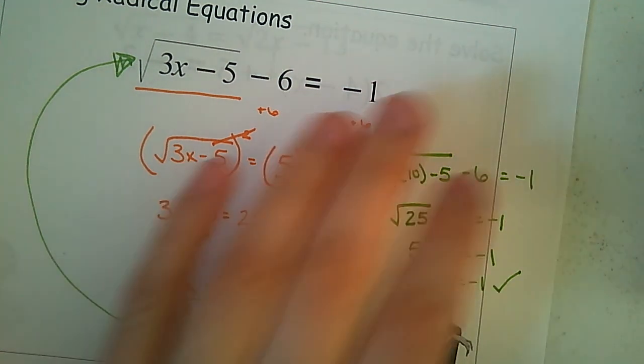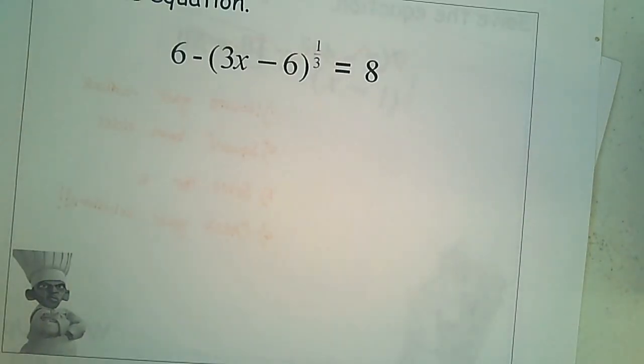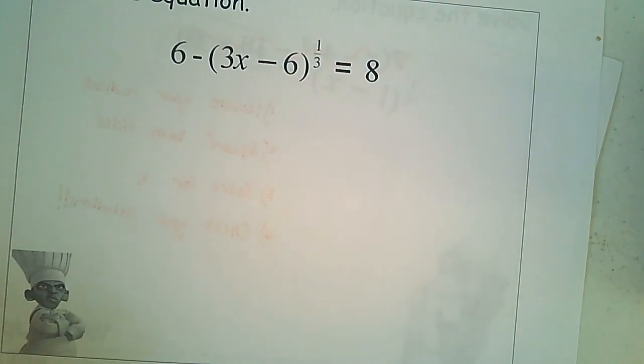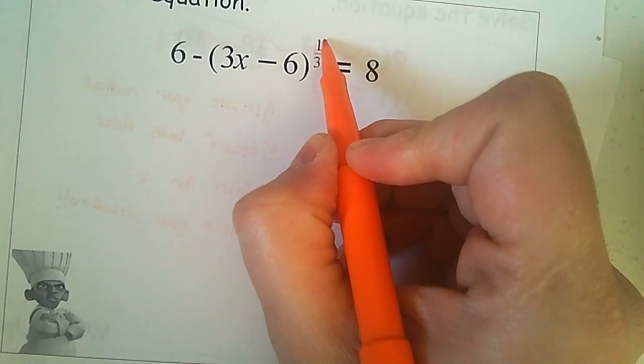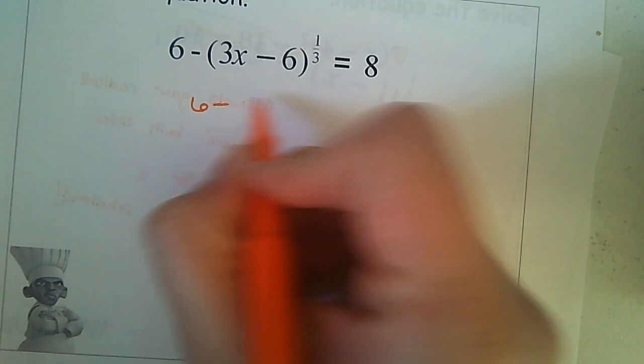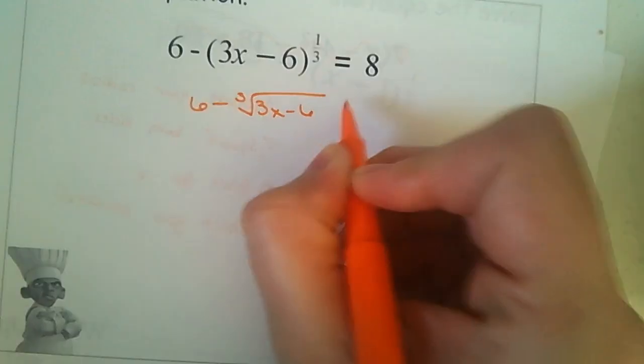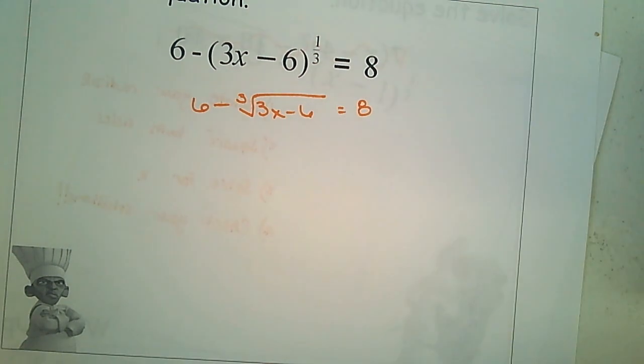All right, so let's go ahead and do another one that's super similar to this. All right, so we know exponent over index. Another way I could write this equation is as a cube root, and I'm going to do that because I think a lot of you can see it better in your heads that way.